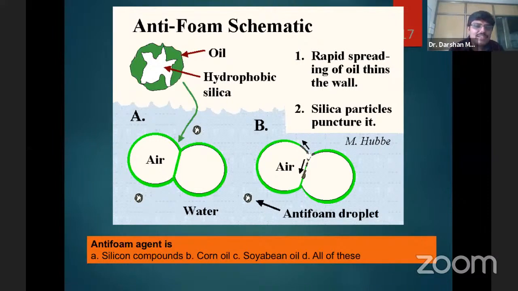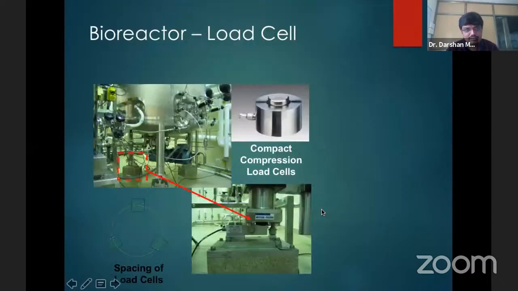But the preferable one is silicon. You can utilize corn oil, you can utilize soybean oil. So the correct answer is what? All of this. Right? That is the correct answer. One more thing from which you get maximum questions is known as the load cell. That is known as the load cell. What is load cell? This particular portion on which your bioreactor is available.